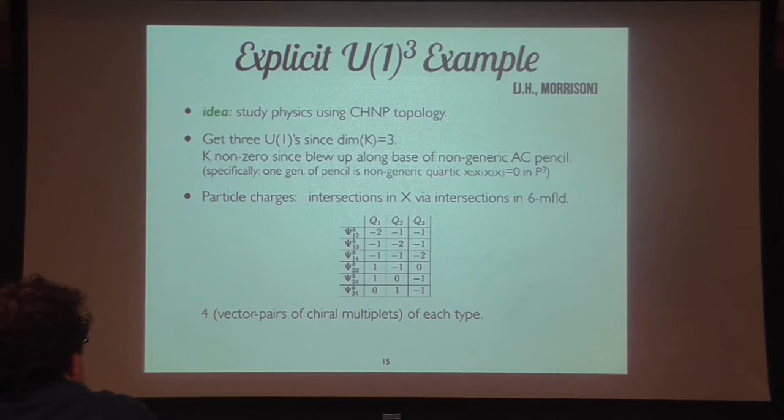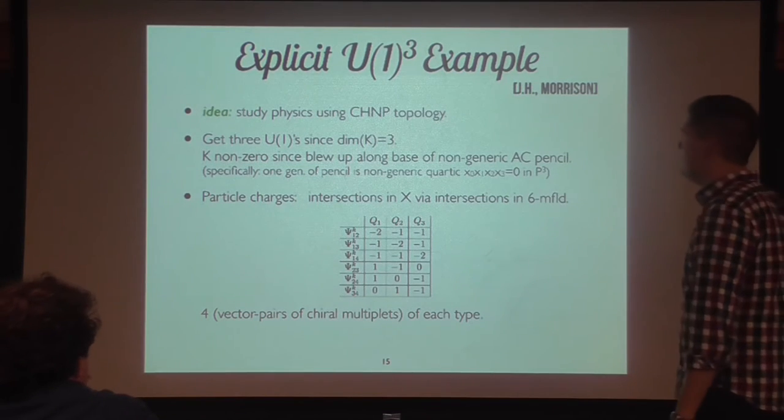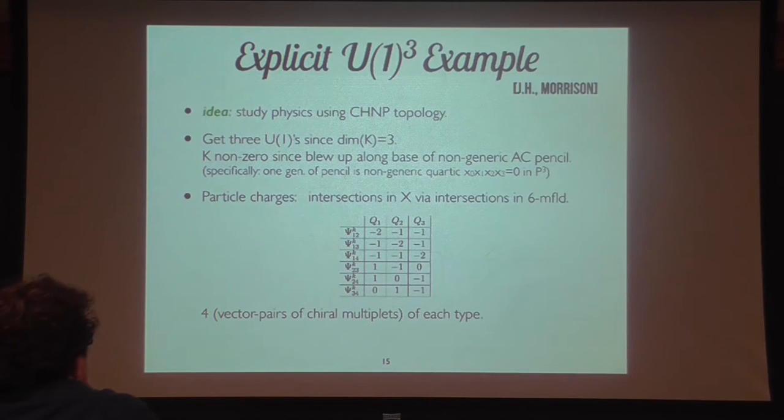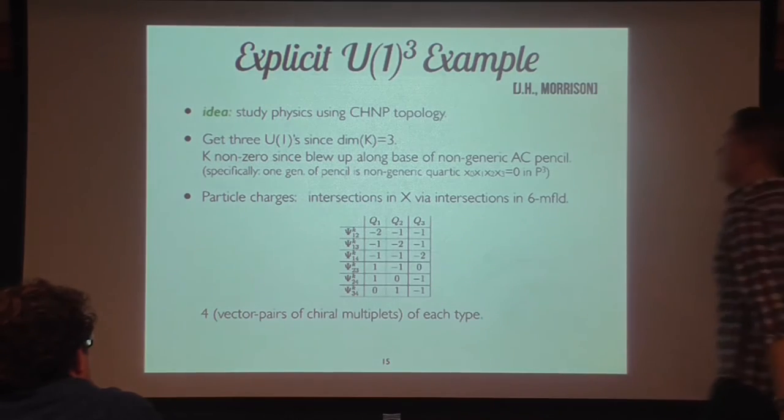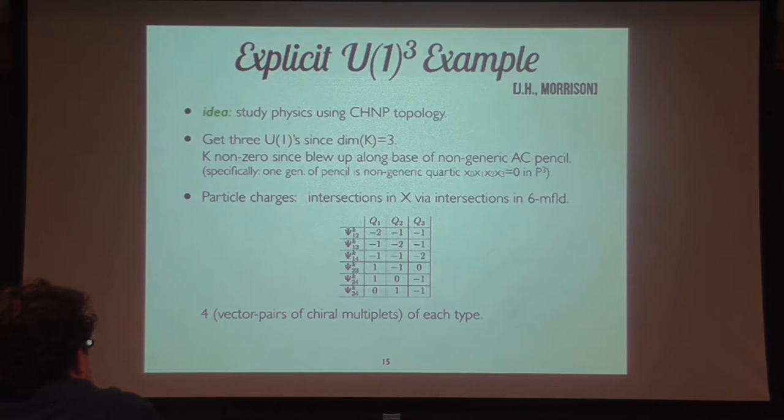So once you have this G2 manifold, you can just compute topological intersections. In particular, you can compute the G2 intersections via the intersections in the 6-manifold for these cases. And you have a bunch of holomorphic curves that become honest 2-cycles in the G2 manifold, and you can wrap M2 branes on them and compute intersections, and get an interesting spectrum of U(1) charged particles, U(1) charged vector pairs of chiral multiplets in 4D.